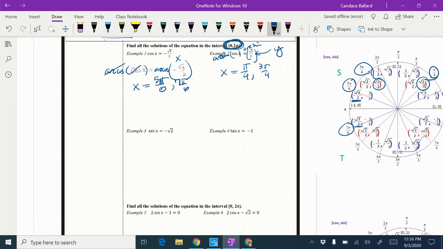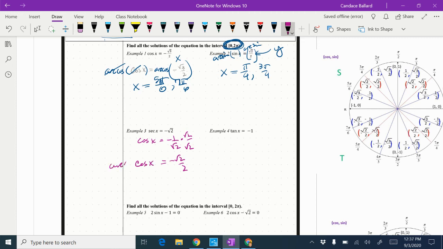All right, the next one says we want the secant of x equals negative square root of 2. We know secant is not one of the values that we get on the unit circle, because we can only do sine and cosine. So I'm going to switch this to a cosine using the reciprocal identity. So we get negative 1 over square root of 2. I know that's not what it looks like, so I'm going to rationalize a little bit. So the cosine is negative square root of 2 over 2, or really, I am taking the arc cosine of both sides. So x equals the angle measure where that is the x value.